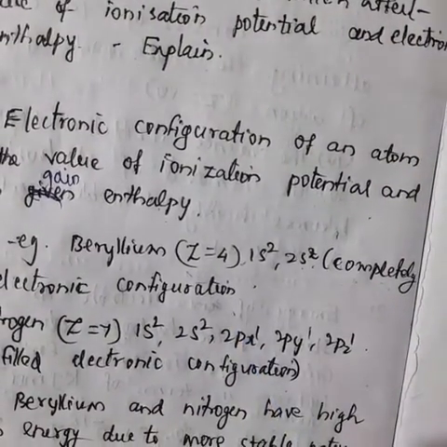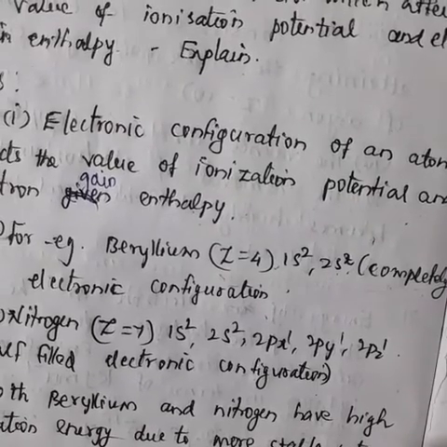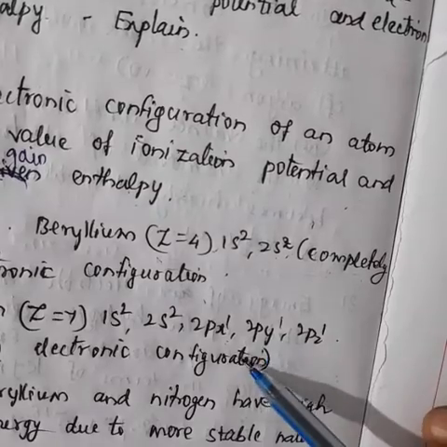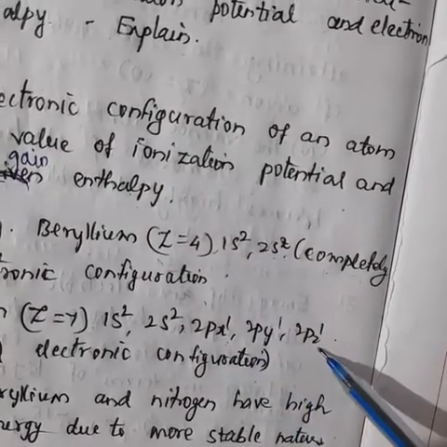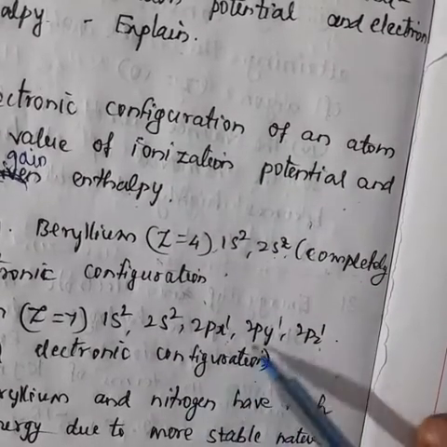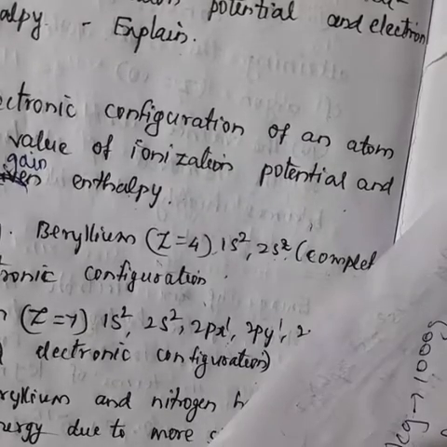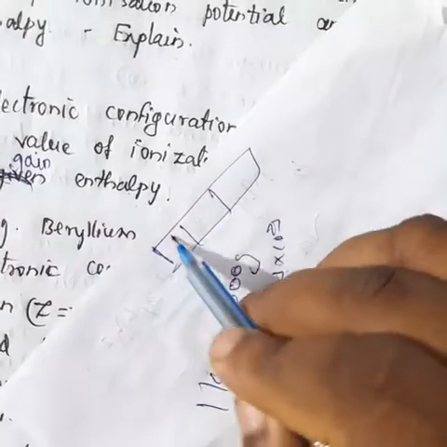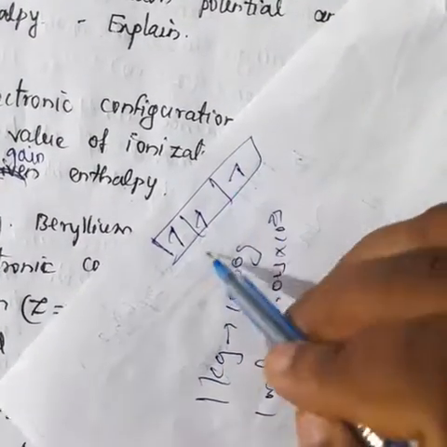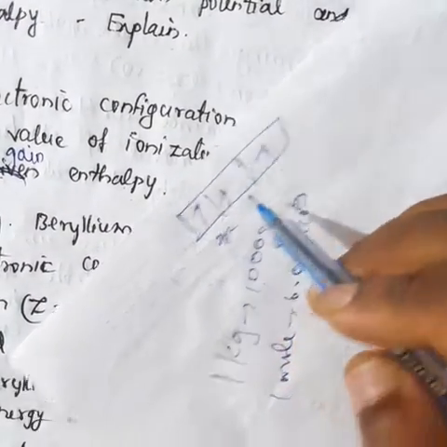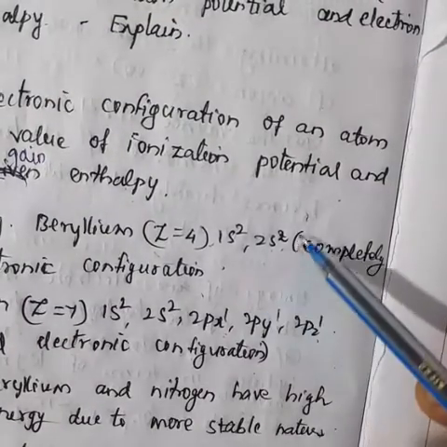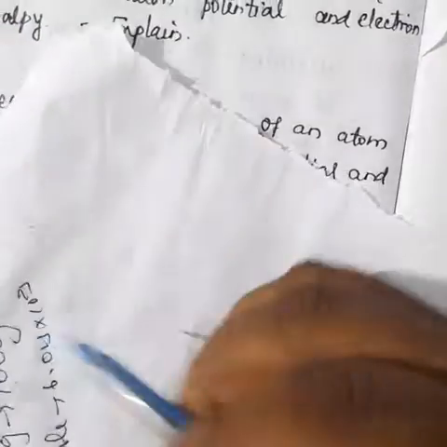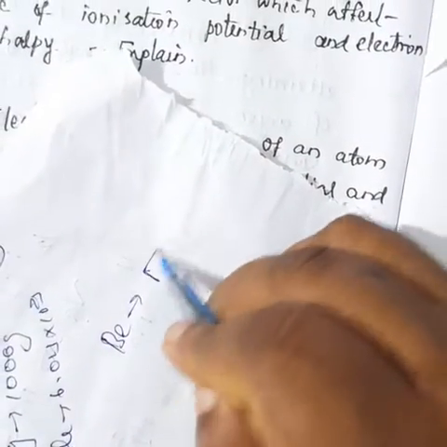Understood? Nitrogen, atomic number 7, has electronic configuration 1s2 2s2 2p3. 2p3 means 2px1 2py1 2pz1, so it is a half filled configuration. The 2p orbitals are half filled. Here both beryllium and nitrogen have high ionization energy due to their more stable nature. Beryllium has the completely filled electronic configuration, and nitrogen has the half filled electronic configuration.